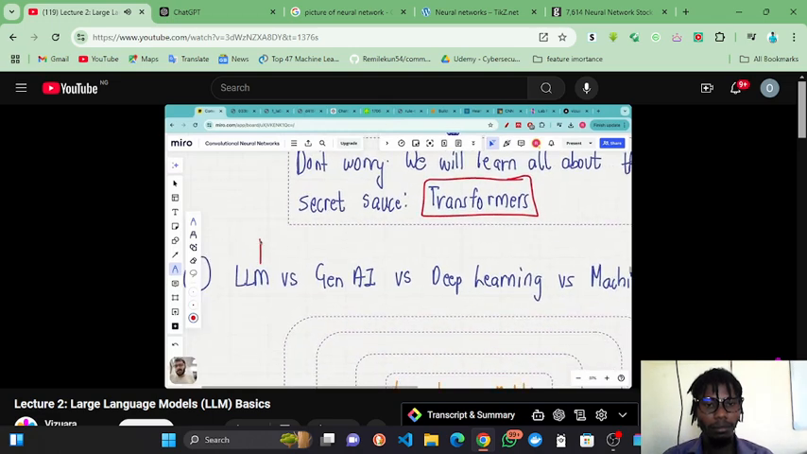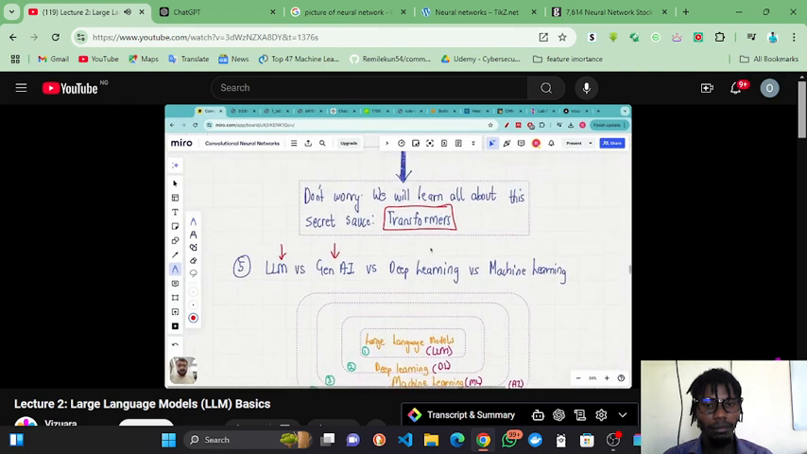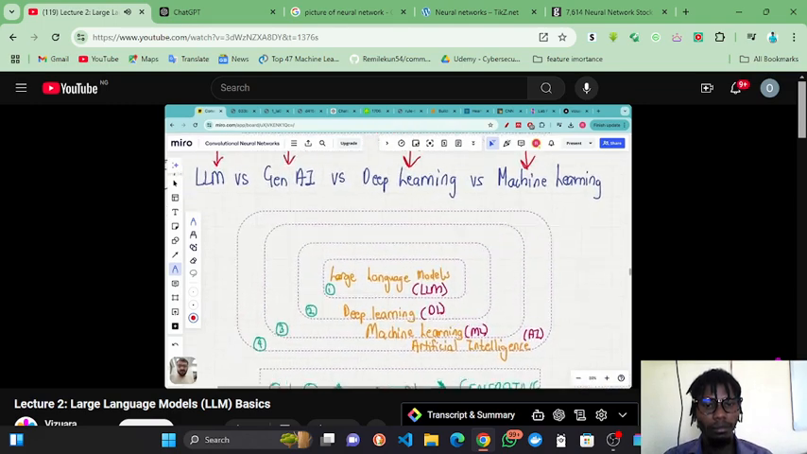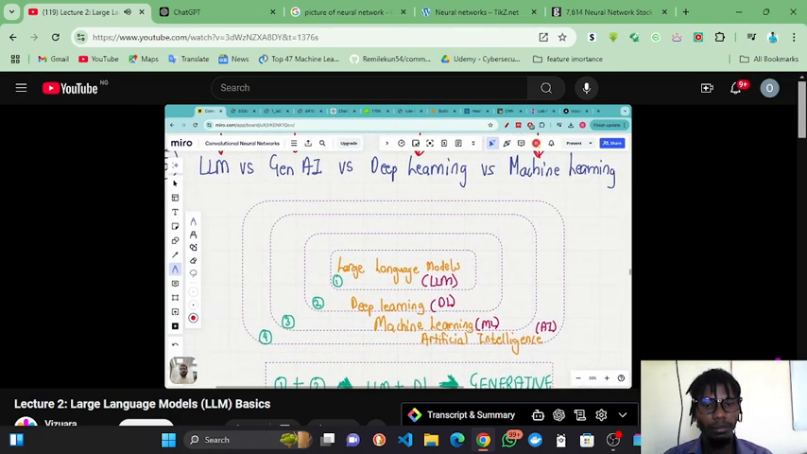People talk about LLM, people talk about GenAI, they talk about deep learning, they talk about machine learning, and artificial intelligence is one more term. What are the similarities, what are the differences between all of these terms? If you look at this particular figure, it sums up everything perfectly. Start from the outermost sphere, or the broadest domain, that is artificial intelligence. That is the biggest umbrella.